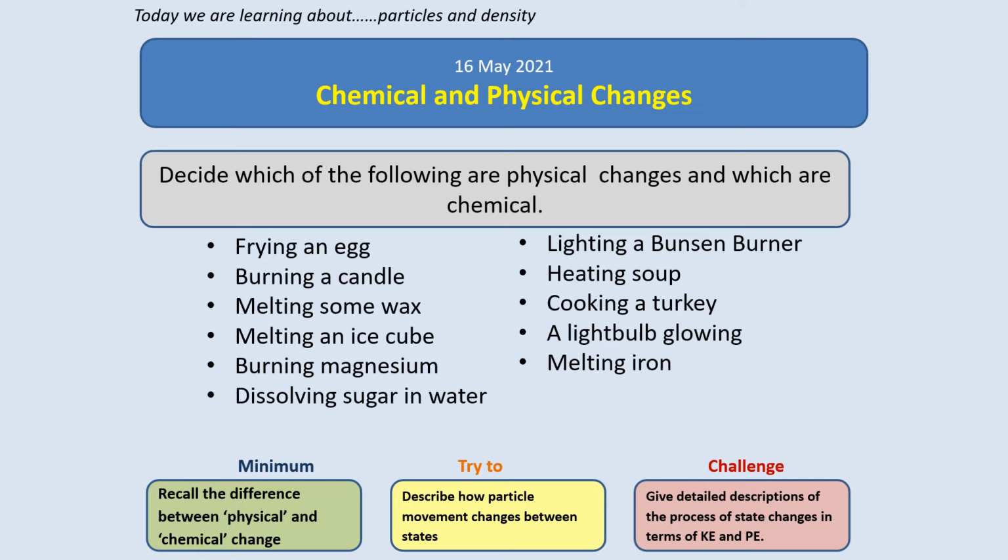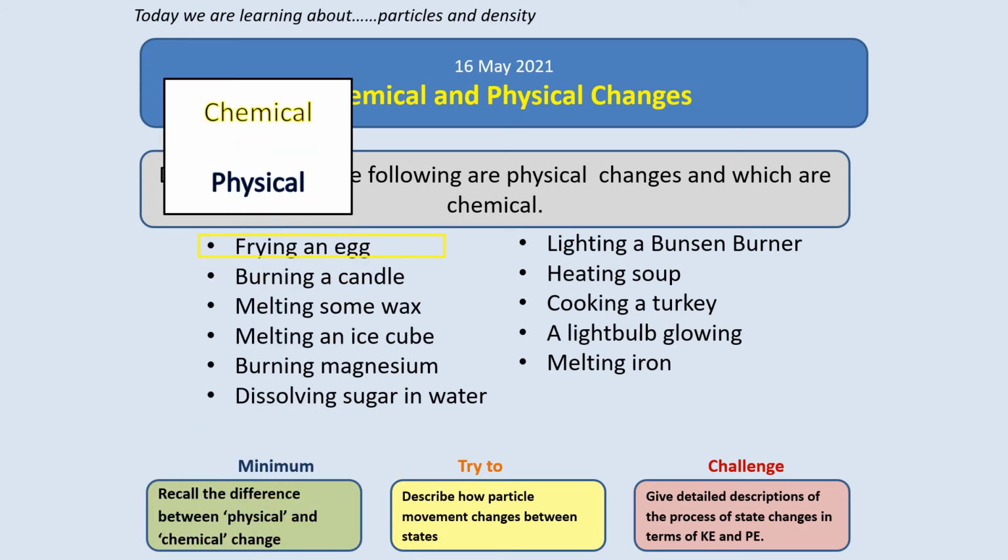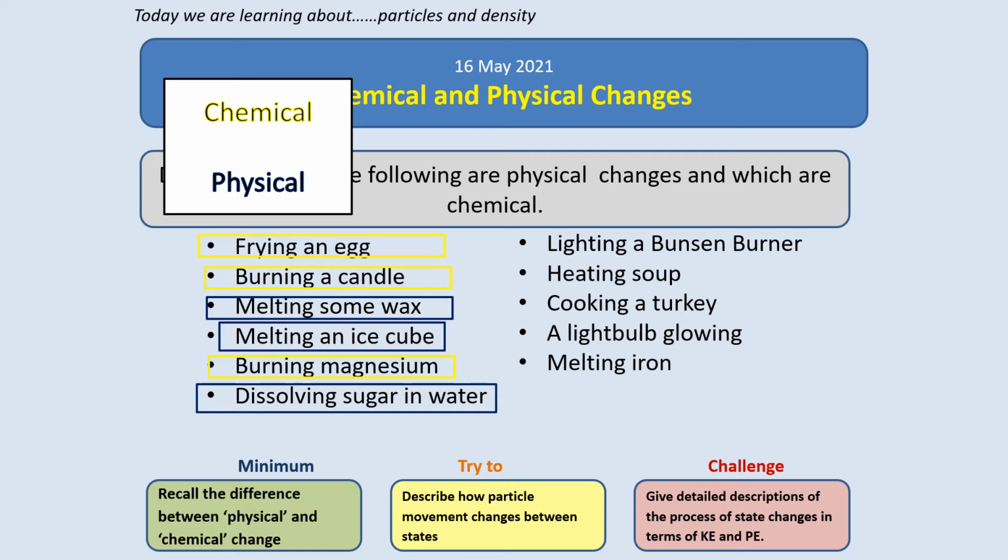So frying an egg, as we've said, is a chemical change. Burning a candle is a chemical change, but melting some wax is physical. Melting an ice cube is physical change. Burning magnesium, chemical reaction. Dissolving sugar in water is physical. Lighting a Bunsen burner is chemical.